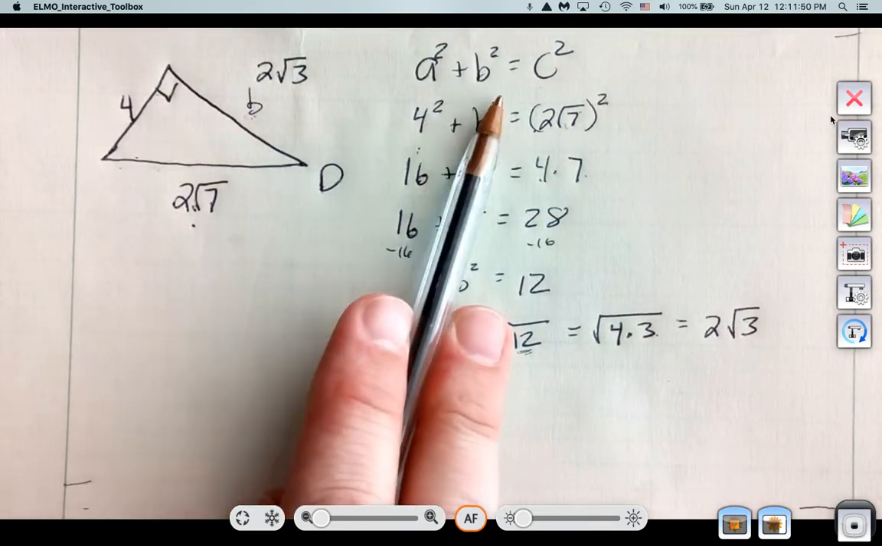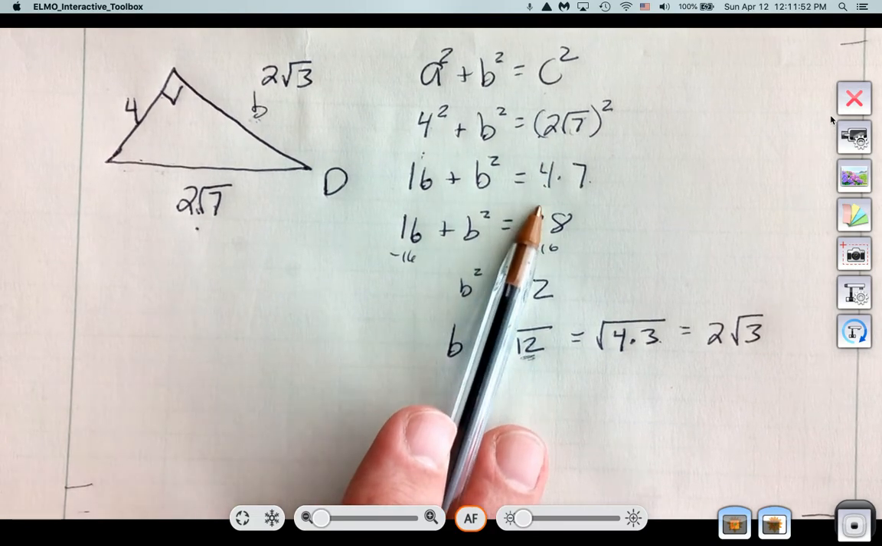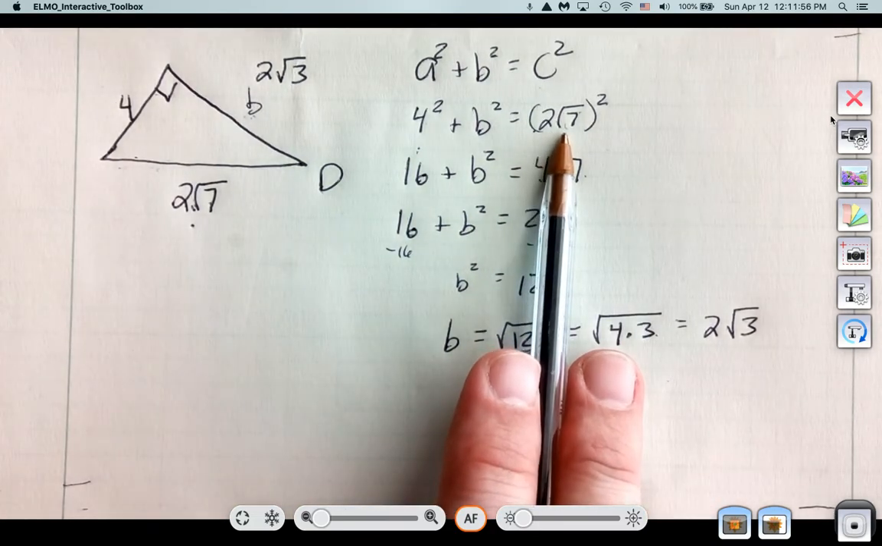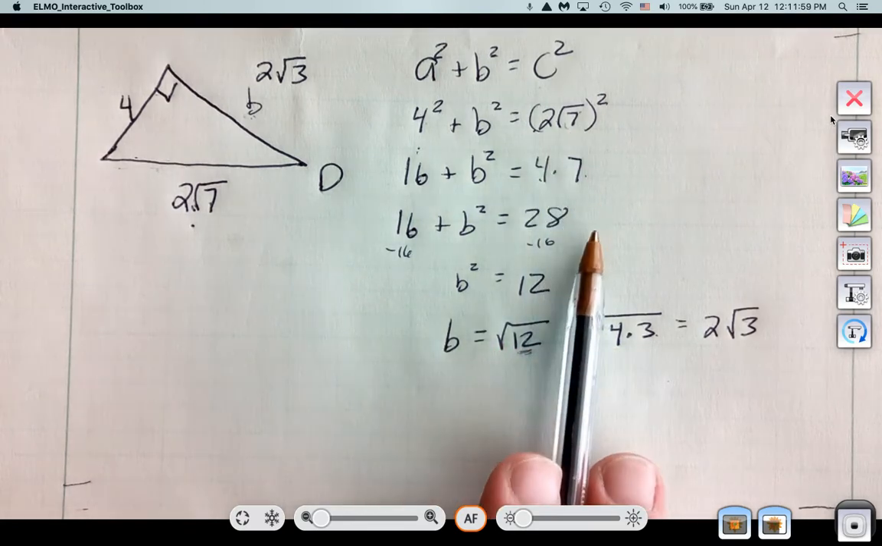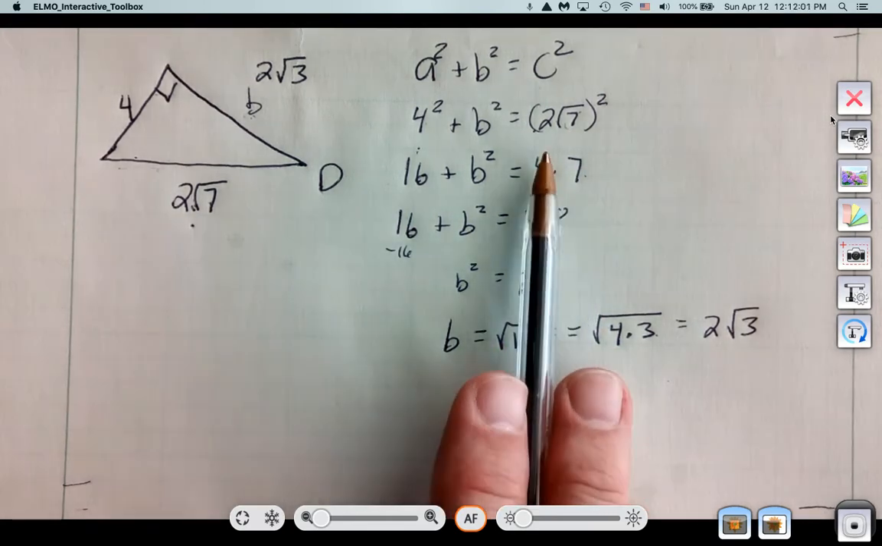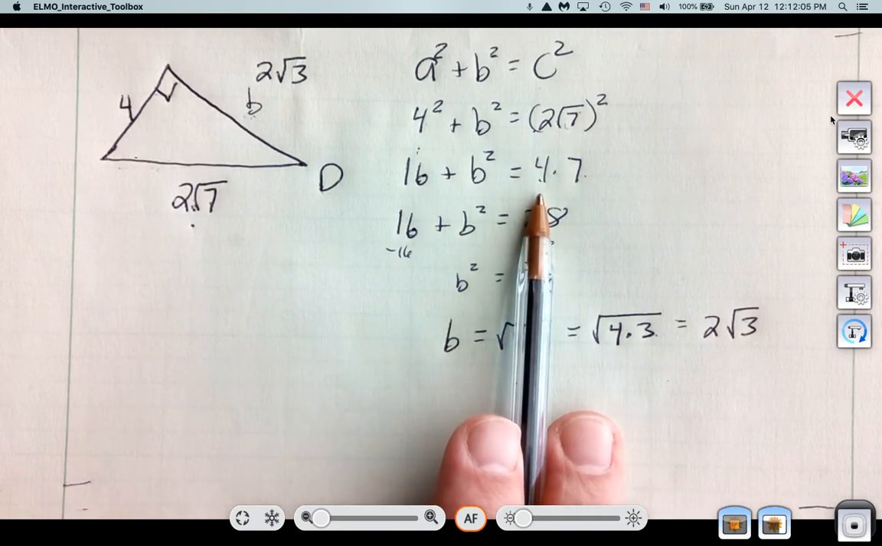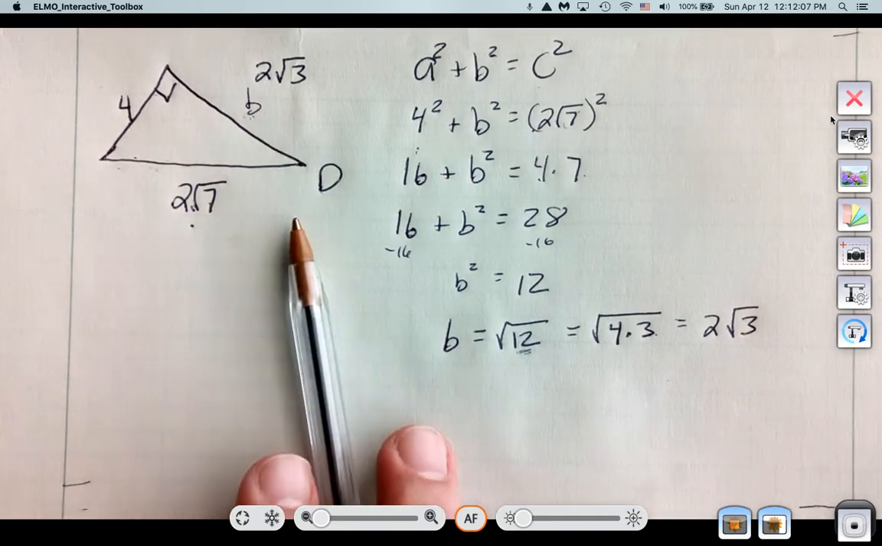Now again, if you need to rewind and rewatch me work through that, do so. Just be careful when you're squaring things that are square rooted. When you square the square root, it just becomes the 7. But when you square that whole number out in front, the 2, it does square and become 4. And I find out that missing side's 2 square roots of 3.